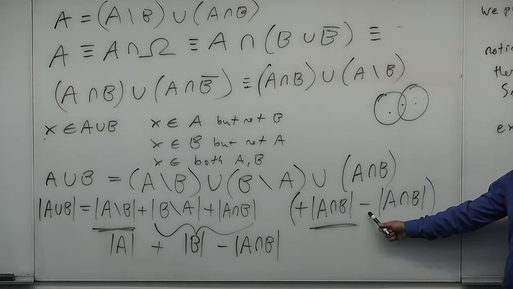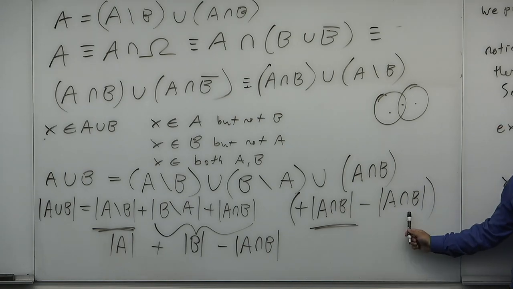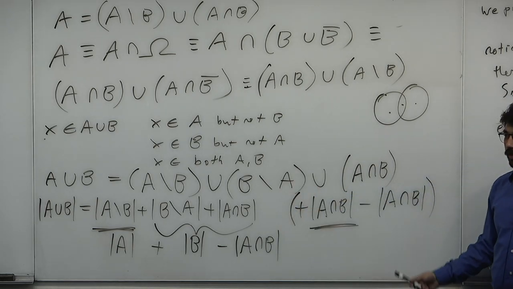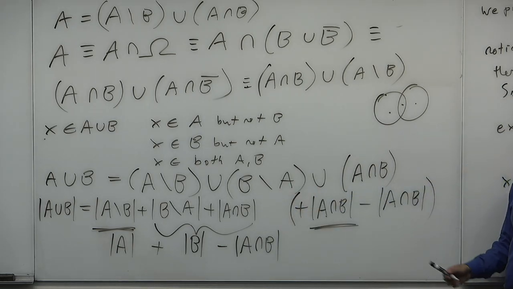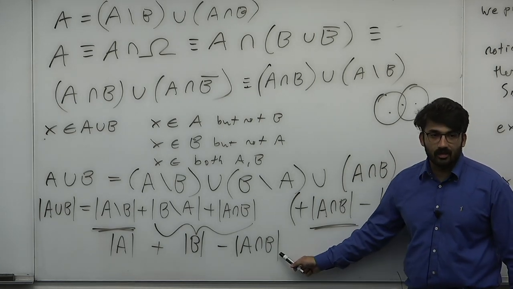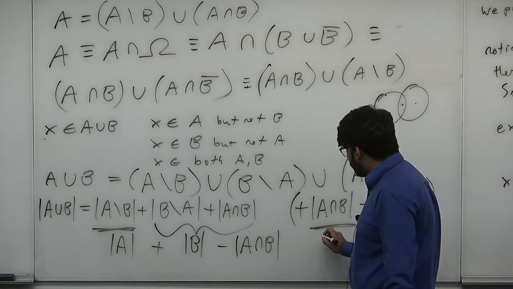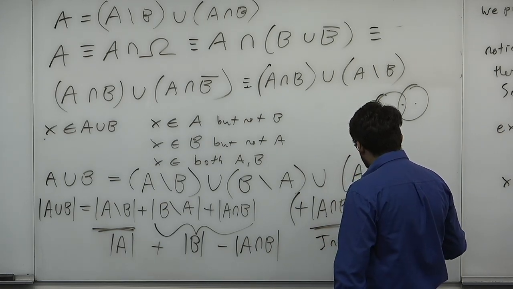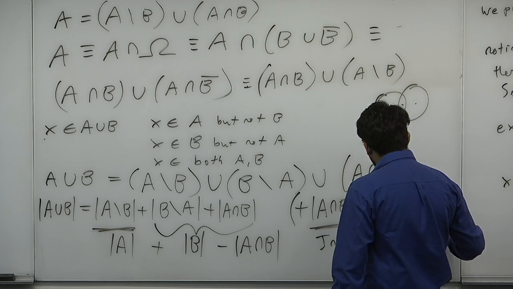We had to complete this by saying plus A intersect B minus A intersect B, so we can have this plus A intersect B to complete A. And then once we've done that, we've accidentally overcounted by exactly that much, so we undercount by it again to even it out. So then we're left with this minus A intersect B term. This is called the inclusion-exclusion principle.